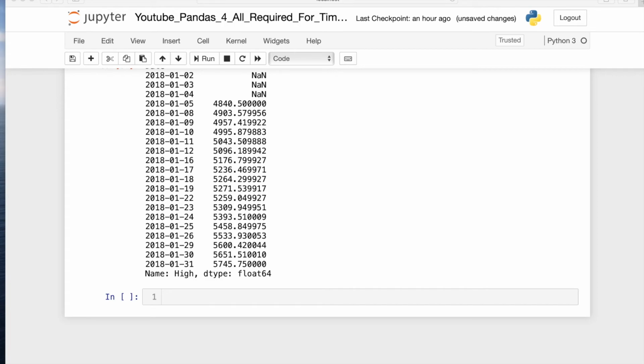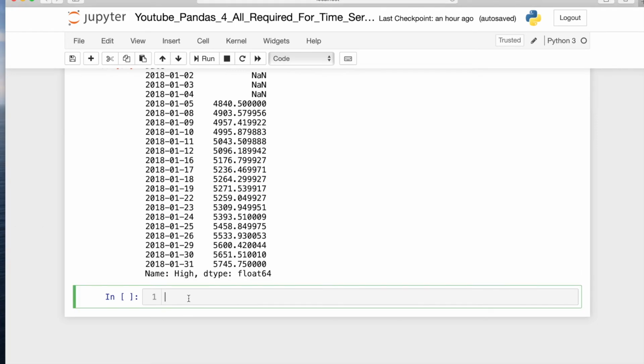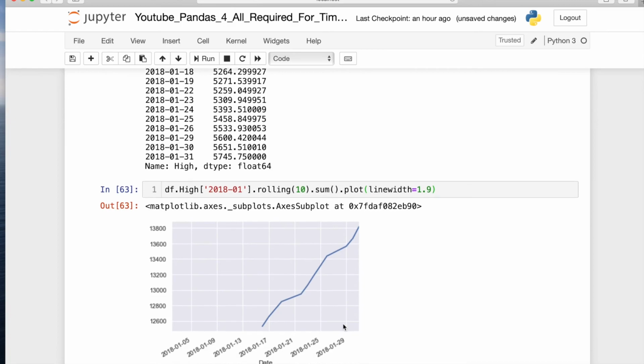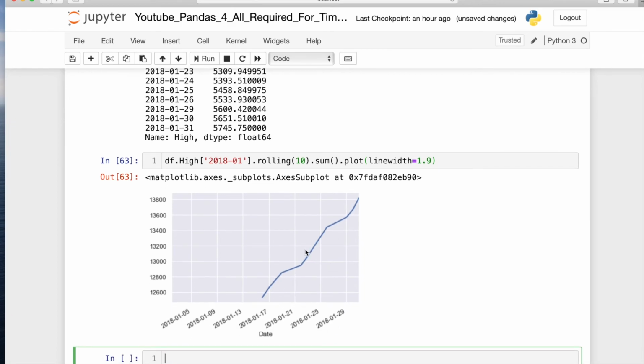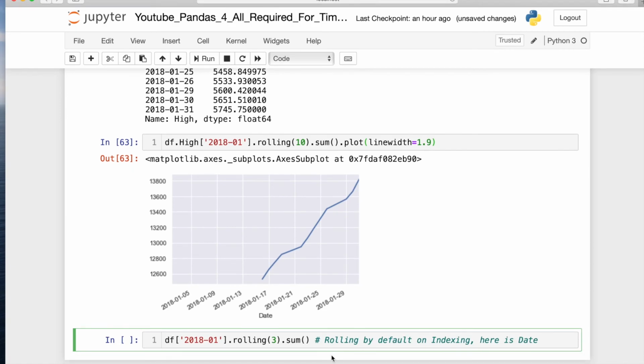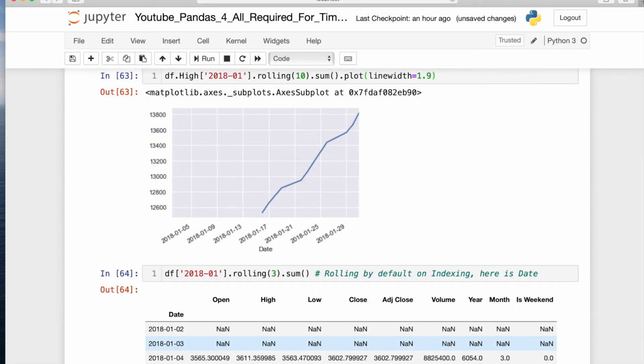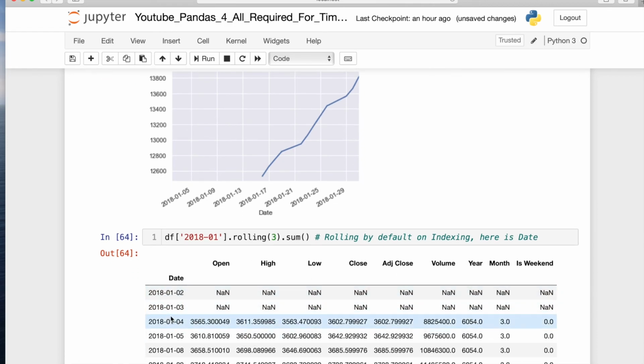Now if you take the plot for the rolling windows, how does it look? Because we didn't take 3 days at the start, we begin from here. By default, rolling happens on the index, and the index is the date here. So that's why all the rolling is happening on the date, right? So if you see, this is the date and it is happening.